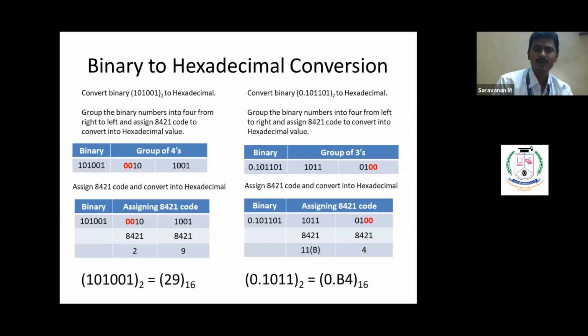For the second group, we have the positions 2 and 1. Only for 2 do we have a one, so that corresponds to 2. So the hexadecimal representation of the binary number 101001 is 29.